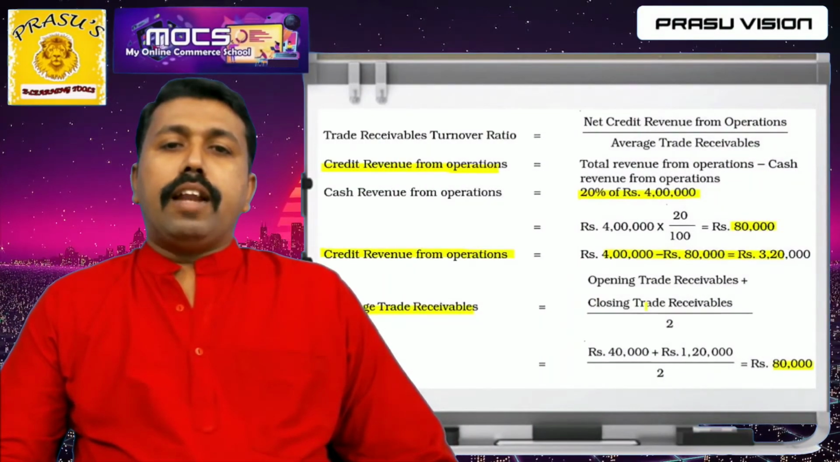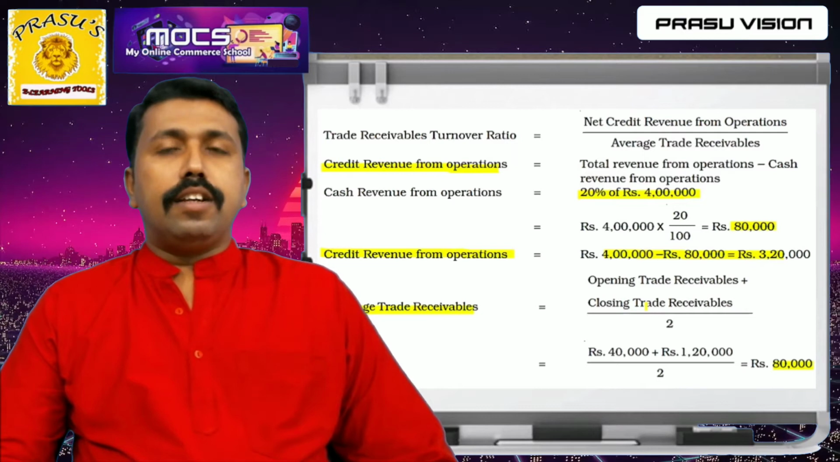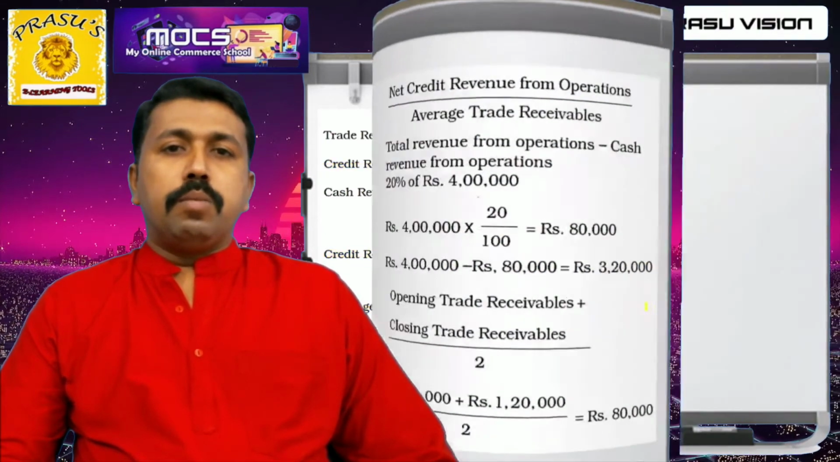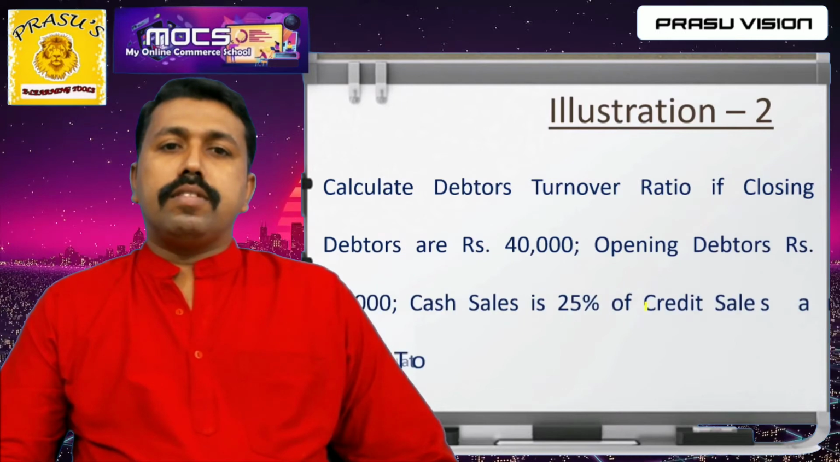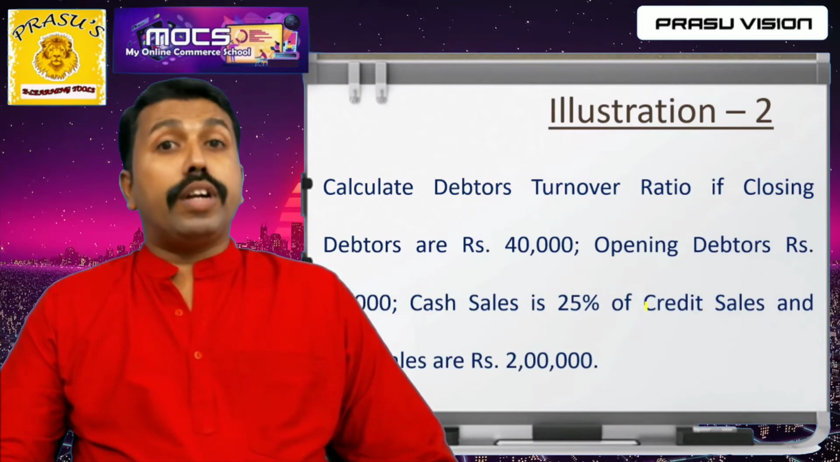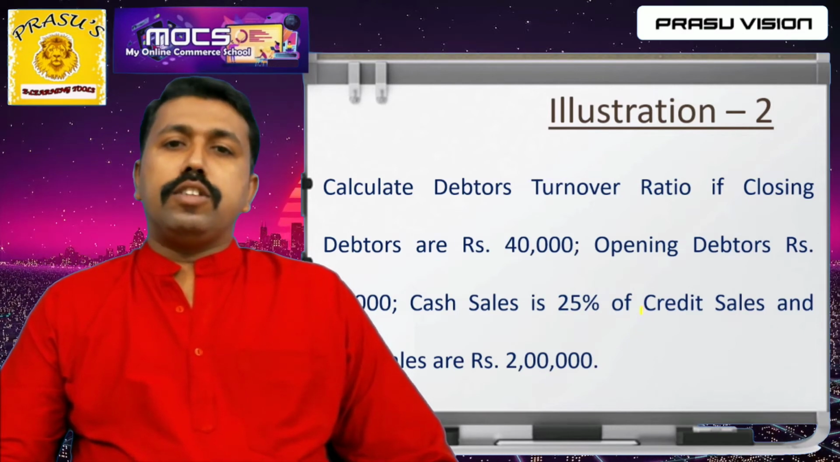So that will be calculated using the values. So 3,20,000 divided by 80,000, we will get the trade receivable turnover ratio. Moving to another problem. Here also we have to calculate the value of trade receivable turnover ratio, or debtors turnover ratio. Another name, debtors turnover ratio.